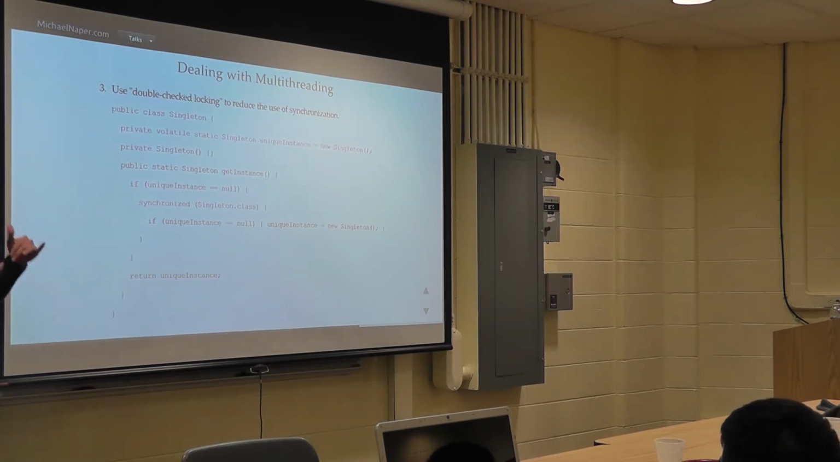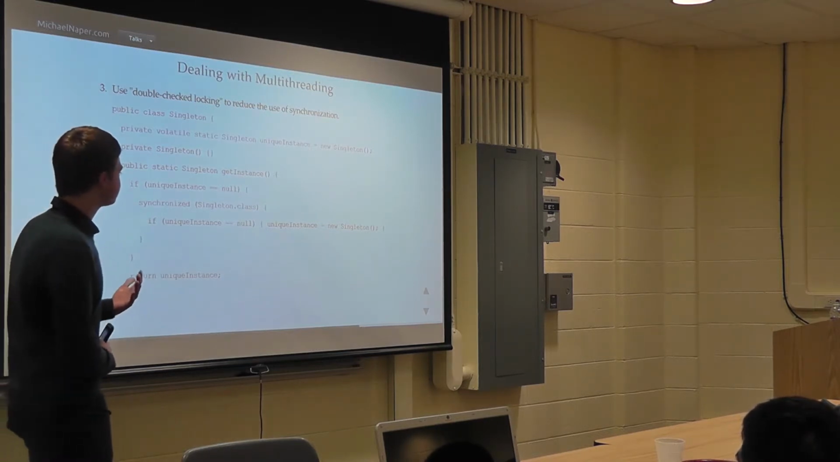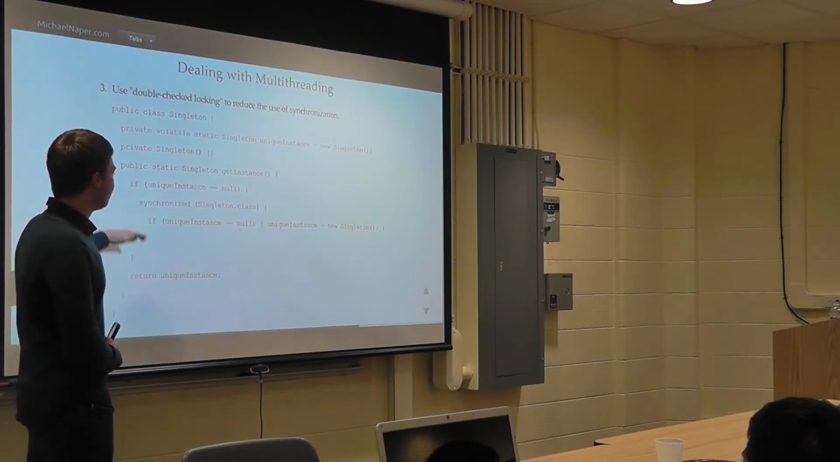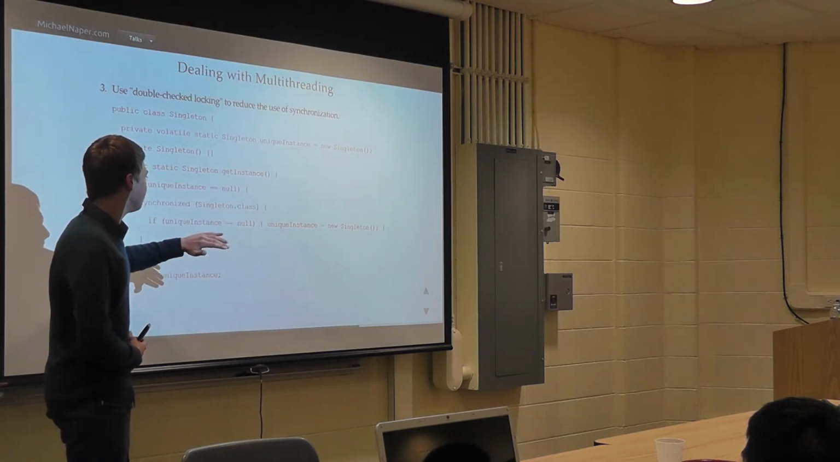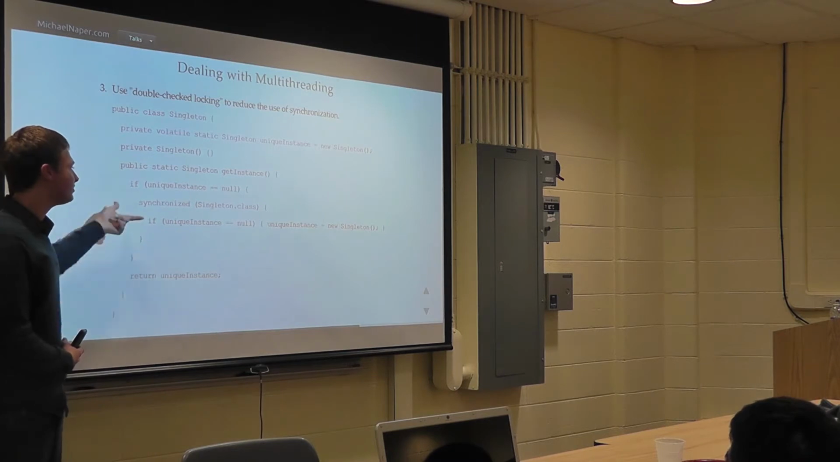But that only applies at the very beginning. After that, synchronized has no purpose whatsoever, but we're still getting the overhead because Java thinks, okay, I have to set up all the locking mechanisms and whatnot. So this gets us out of that problem. We check if uniqueInstance is null, and if it is, then we synchronize.